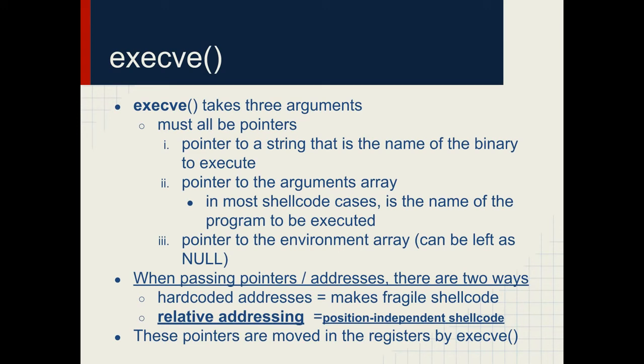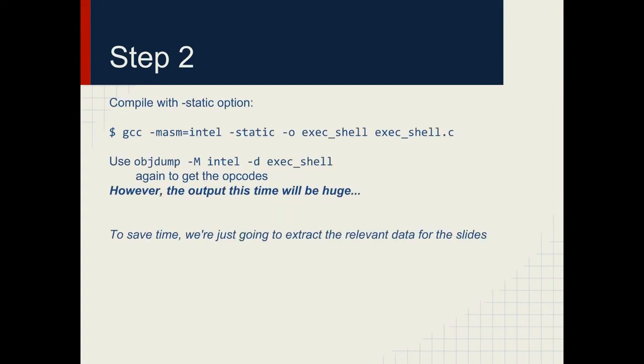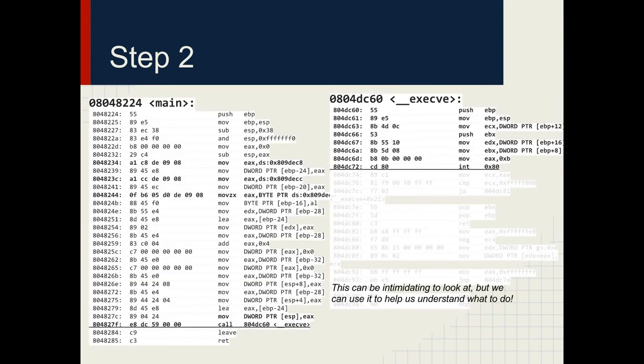So, like I said, hard-coded addressing makes fragile shellcode, and relative addressing makes position-independent shellcode. And so, EAX will hold the integer number for the execve system call, and we've already covered the rest of this. So, what we're going to do is take the C code that we've shown on the previous slide, compile it, and look at it. And this may be really intimidating to look at, but bear with me. We're going to use this to help us understand what to do.